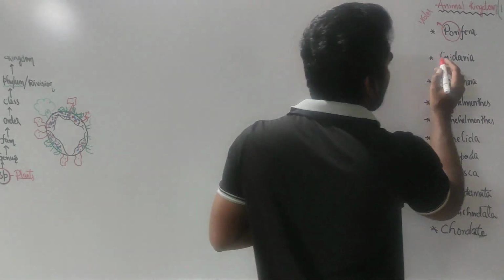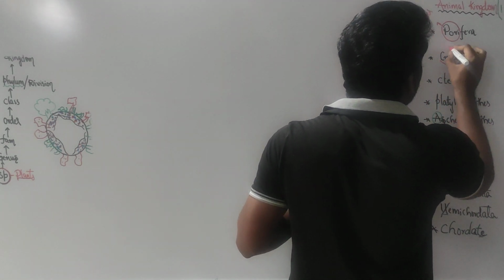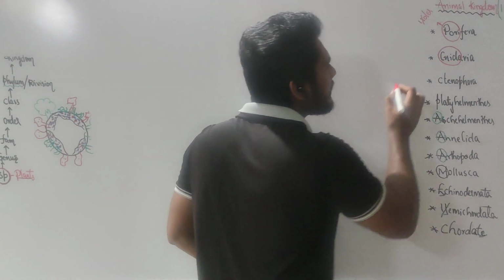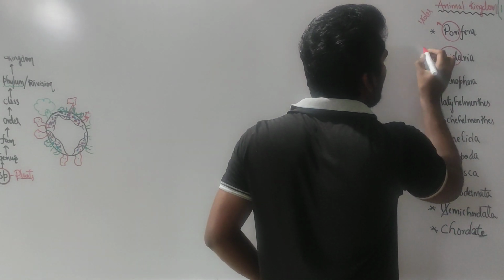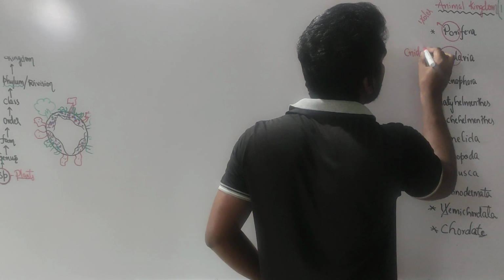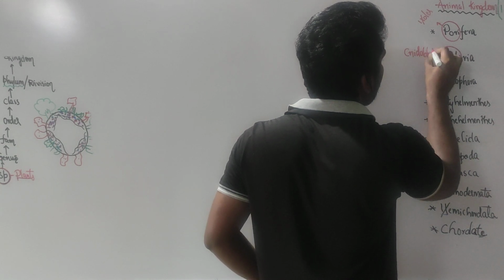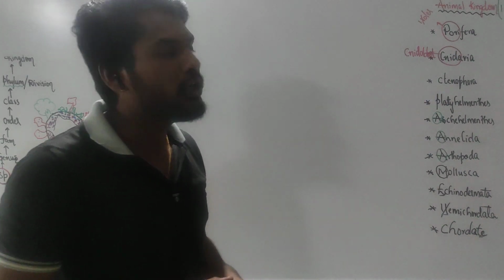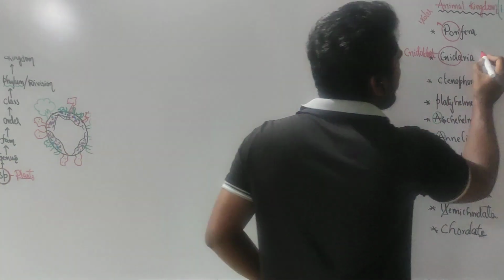Next, Cnidaria. What is the meaning of Cnidaria here? Cnidaria indicates that these animals have specialized cells. We call those cells cnidoblast cells. Let me write that: cnidoblast cell. Can you see it?